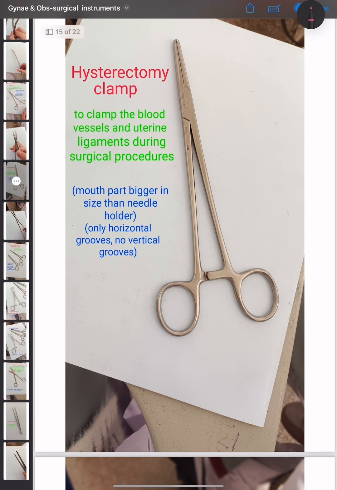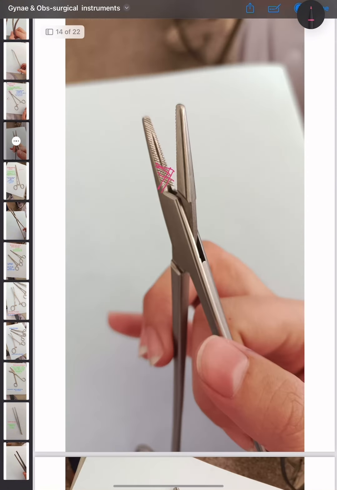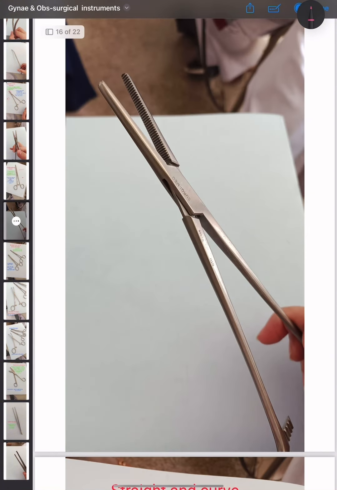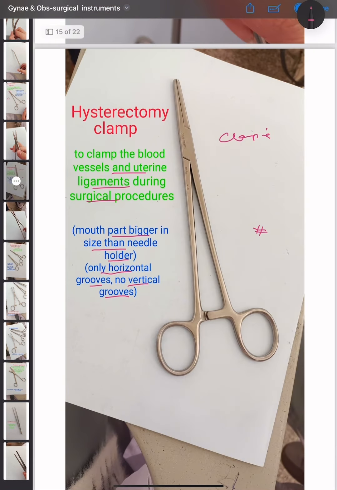This is the hysterectomy clamp. It is used to clamp the blood vessels and uterine ligaments during surgical procedures. This is used for clamping. The mouth part is bigger in size than the needle holder. As we discussed above, this is the needle holder. In the hysterectomy clamp, this mouth part is a little bigger than that of the needle holder, and it has only horizontal grooves. No vertical grooves are present. In the needle holding forceps, crisscross grooves were present like this, but in the hysterectomy clamp only horizontal grooves are present, and it is used to clamp the blood vessels and uterine ligaments during surgical procedures.